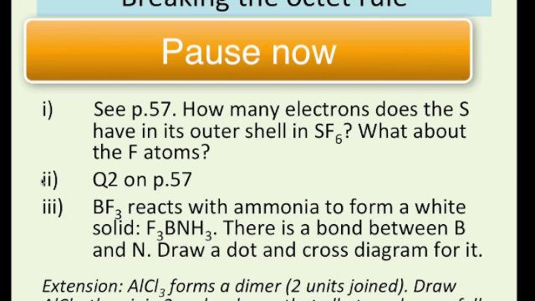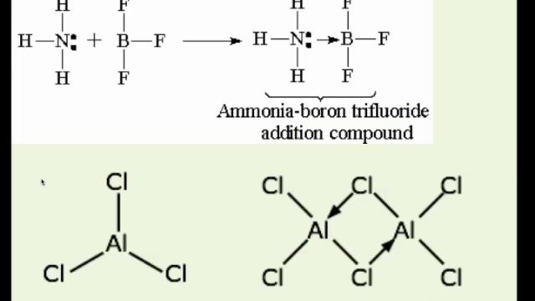Now this forms something called a dimer. Okay, so here's the answer. You've got the boron trifluoride that's able to accept the electron pair from the nitrogen in the ammonia to form one compound here. And there we've got the dimer of AlCl3, and if you draw out the dot and crosses, you will see that aluminium does end up with 4 electron pairs in its outer shell.